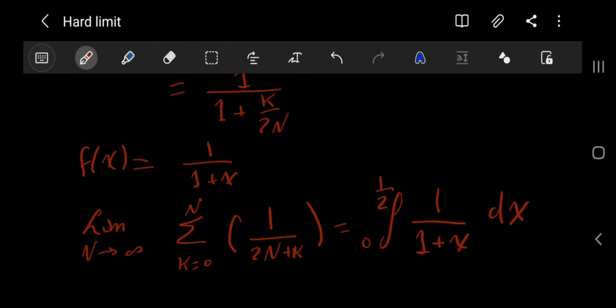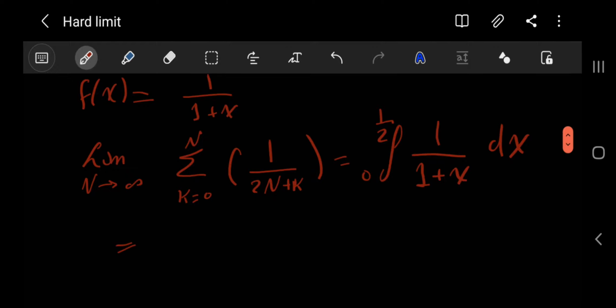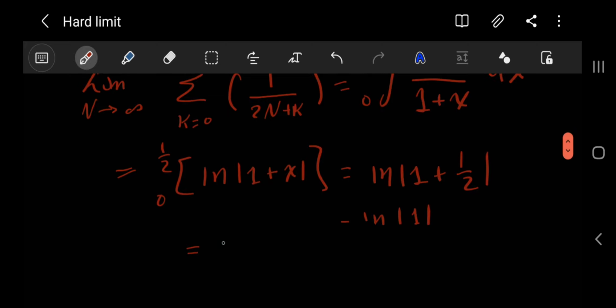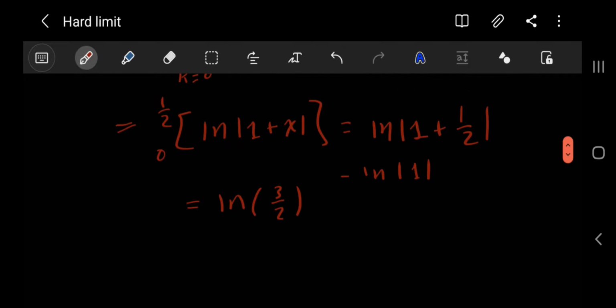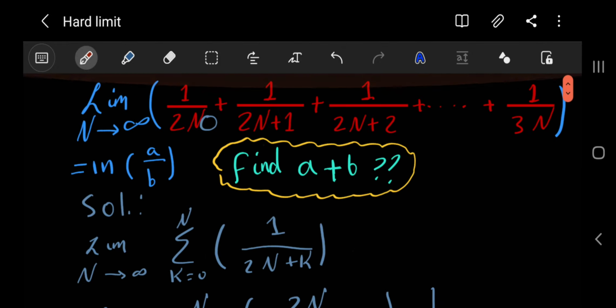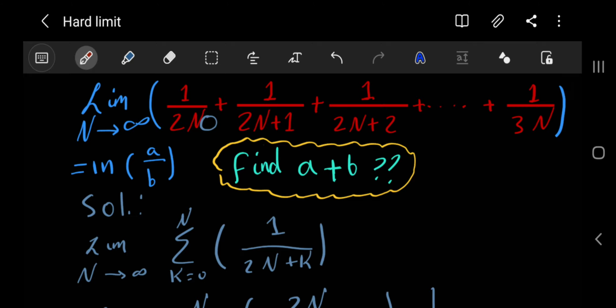dx. Now this is an easy integral to evaluate, so it will be ln of the absolute value of 1 plus x from 0 to half. So we can substitute right now, so it will be ln of the absolute value of 1 plus half minus ln 1, so it will be ln 3 over 2, and ln of 1 is 0, so we found that the limit is equal to ln 3 over 2, but the actual value we needed was a plus b.